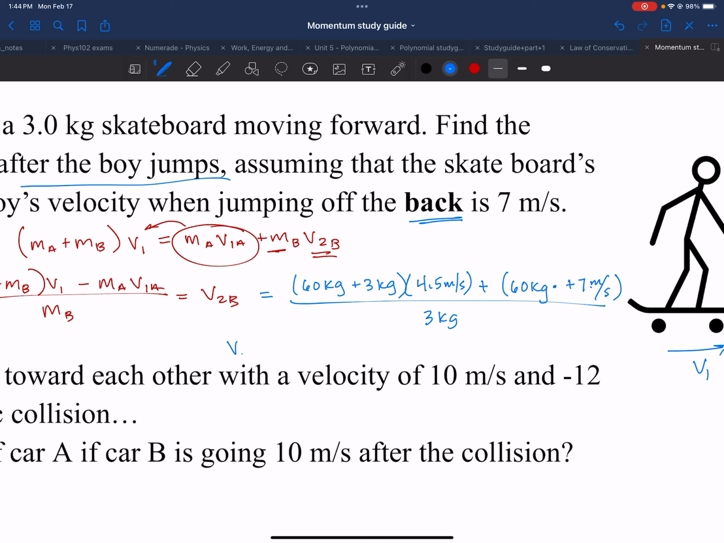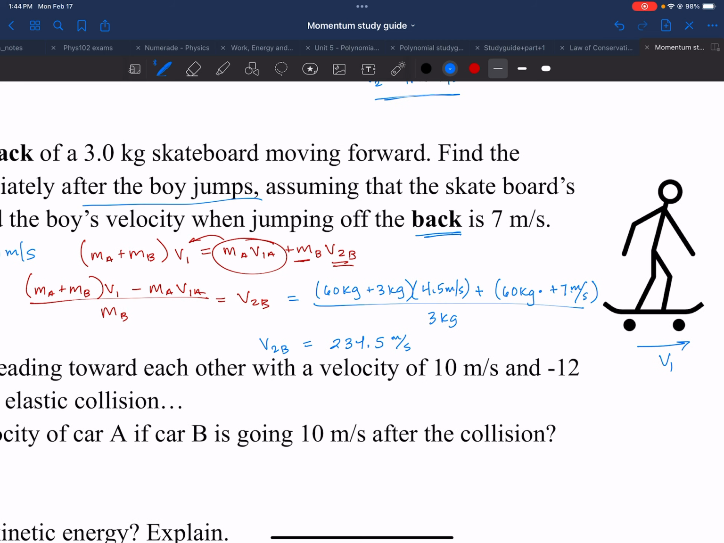So my velocity 2 of the board. Now here's the thing. This guy is going off the back of the board really fast. 7 meters per second doesn't seem like a whole lot, but it's pretty fast, which means that the skateboard, to have the same momentum, is going to be shooting out from under him at a really fast rate. So when I do the math for this, I end up with 234.5 meters per second. Not quite a realistic amount, but we're just working on the process.